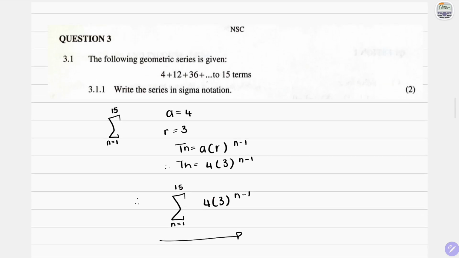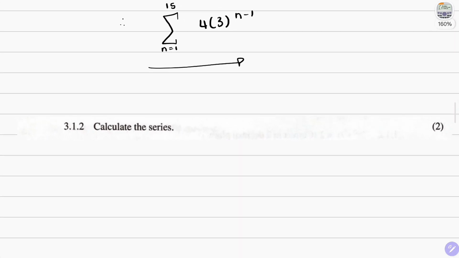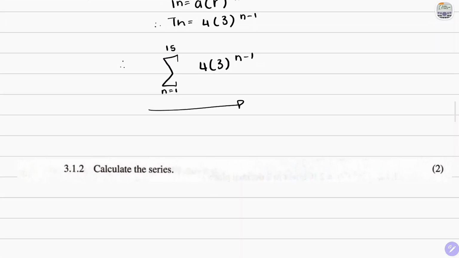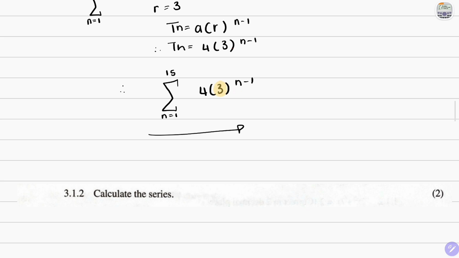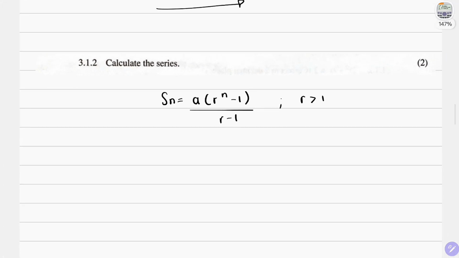Question 3.1.2 says, calculate the series. So what is the sum of the series to 15 terms? We know that it ends at 15 terms, and we're going to use a specific sum formula depending on what the ratio is. The ratio is 3, so this is the case where r is greater than 1. So we're going to use the sum of a geometric series formula, which is A multiplied by R to the power of n minus 1, all over R minus 1. Of course, this is where R is greater than 1.